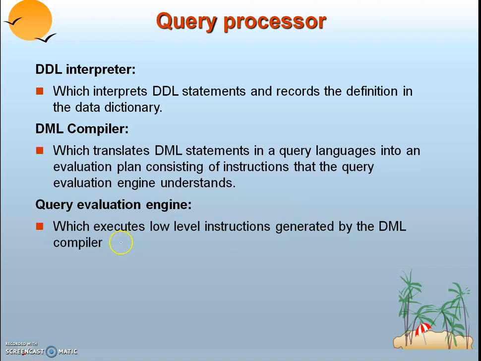It's very simple. It executes the low level instructions. Who gives the low level instructions? The DML compiler. The DML compiler converts all the DML statements given in the query into machine level language.